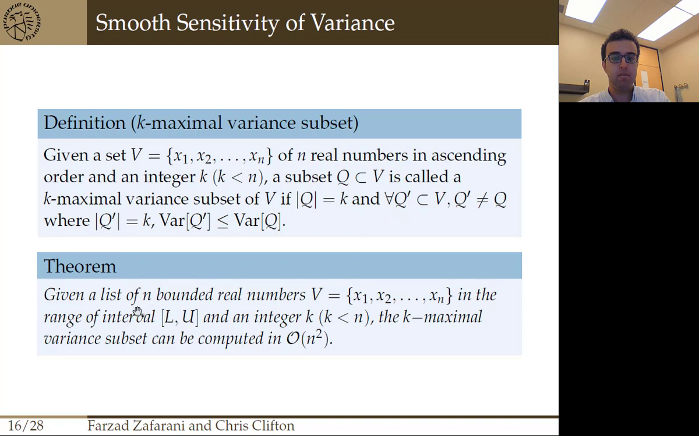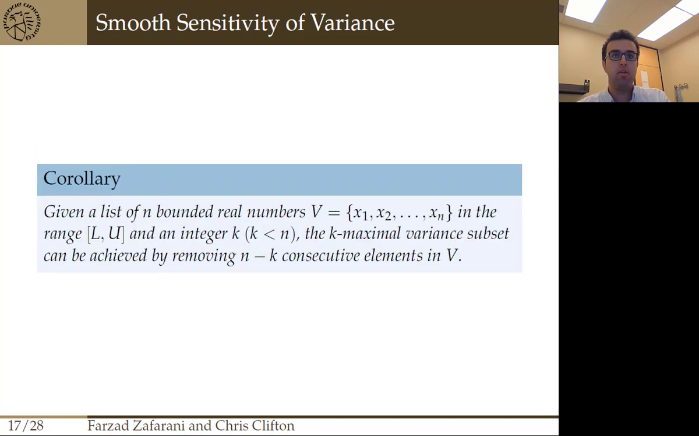And we have this theorem that given a list of n bounded real numbers, V, in the range of interval L to U, and an integer k, the k maximal variance subset can be computed in O of n squared. And we provide the following corollary. It says that given a list of n bounded real numbers in the range L to U and an integer k, the k maximal variance subset can be achieved by removing n minus k consecutive elements in V.